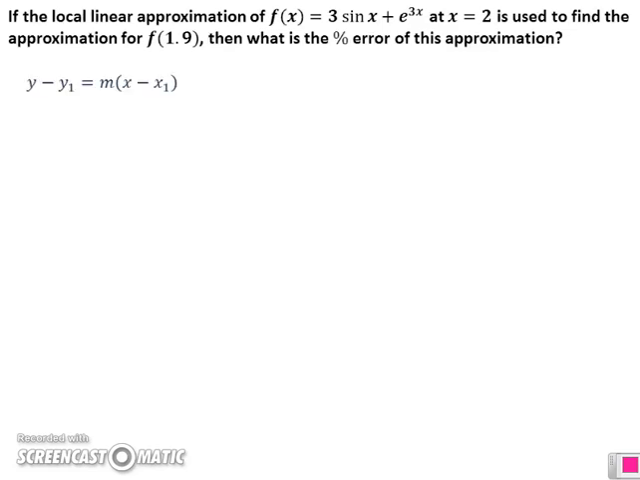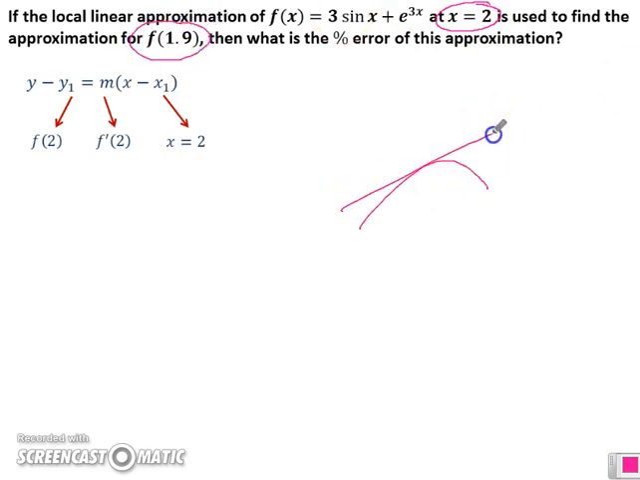Okay, so let's do that whole process again. They're telling us local linear approximation at x equals 2 is used to find the approximation here. So this is like that example where I drew the tangent line and I said that this is x equals 2 right here. At x equals 1.9, it's super close. Same kind of idea. So let's find these answers: f of 2 using this function, derivative of 2 using that function.